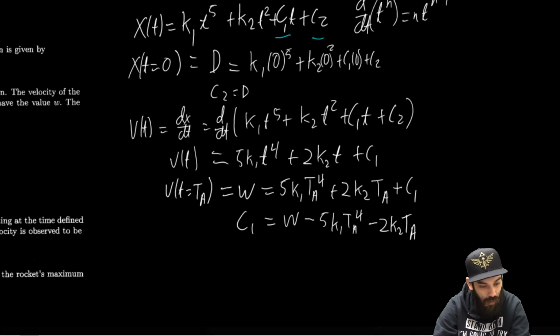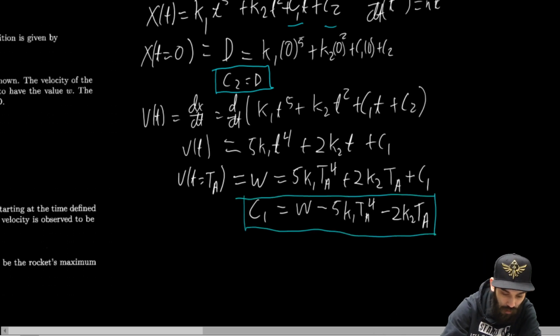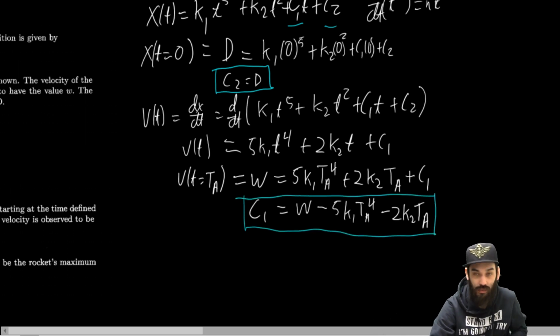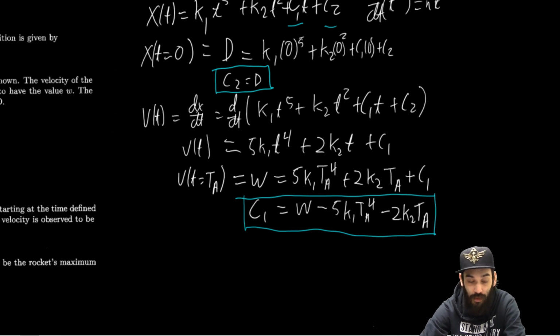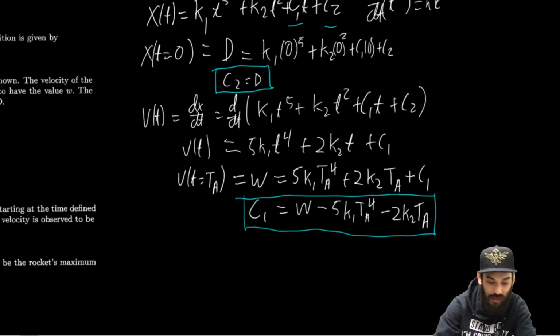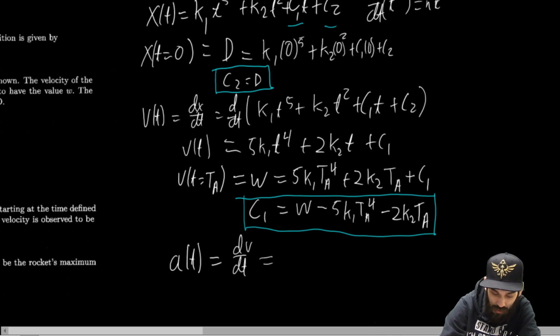And let's put boxes around all the things that we've found so far. So we have c2, we have c1, and the last thing that we're asked to find is what the acceleration is. And so in order to find the acceleration, what we do is we say that the acceleration as a function of time is going to be equal to the derivative with respect to time of the velocity. And so this is going to say that this is d/dt of, we can take our velocity function and plug it in down here.